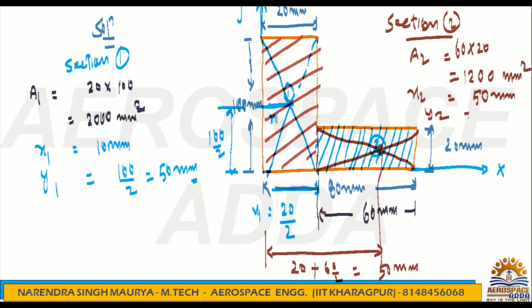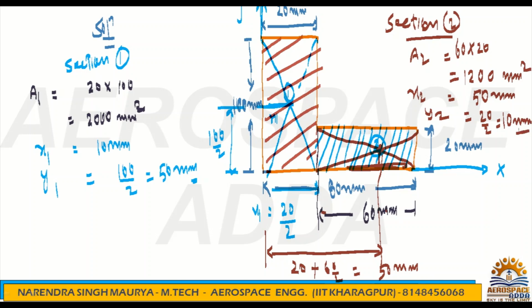And what is y2? y2 is the vertical height from the horizontal. Always remember, if you are finding x2, your reference axis will be y, and if you are calculating y2, your reference will be x. So what is y2? Obviously this is 20, so 20 divided by 2, that is 10. So 10 mm is y2. All the values you have got.